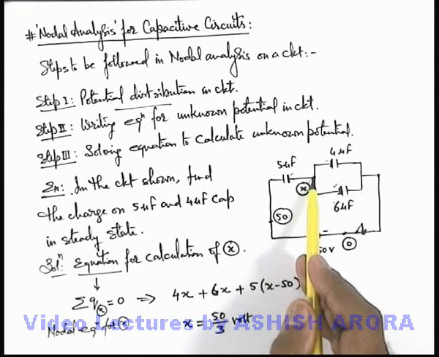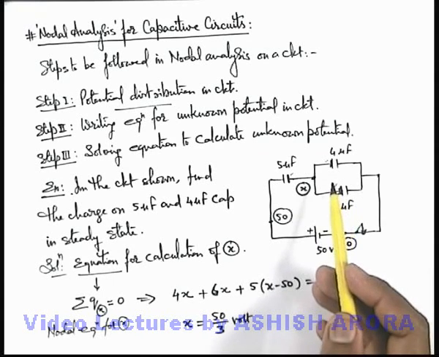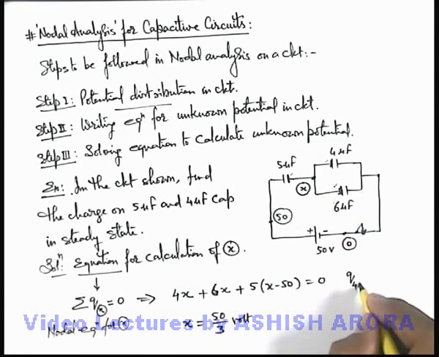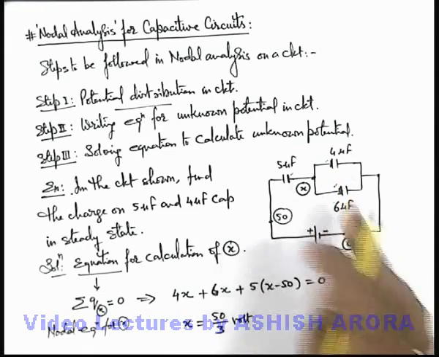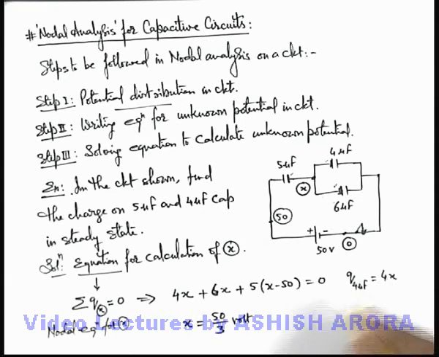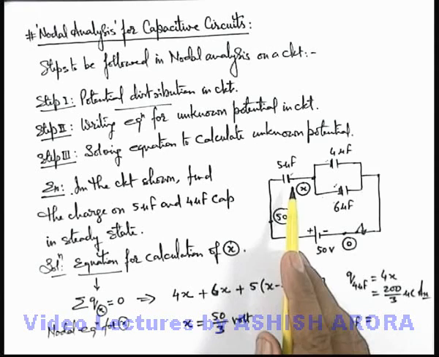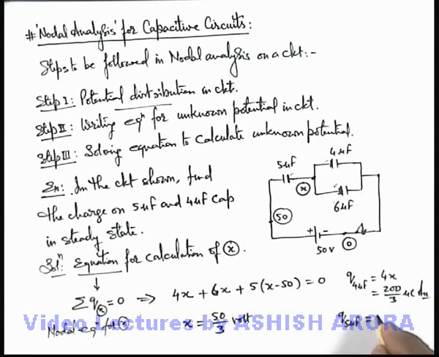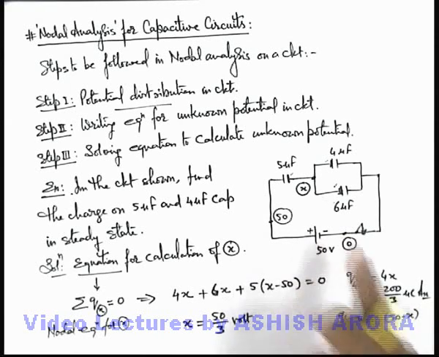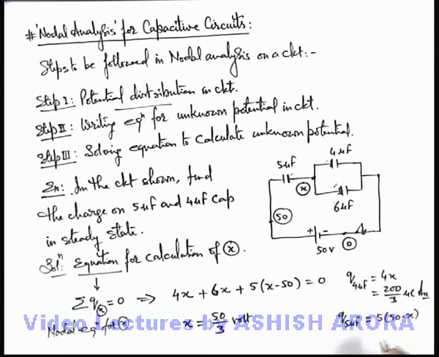If I get the potential of this node, I can directly calculate all the charges in the circuit. If I wish to calculate the charge on the 4 microfarad capacitor, it will be 4 multiplied by the potential difference, 4x. On substituting the value of x, this gives the charge equal to 200 by 3 microcoulomb. That is one answer to this problem. Similarly, the charge on the 5 microfarad capacitor will be 5 multiplied by 50 minus x. Here I am not taking x minus 50 because I need to calculate the magnitude of charge. Substituting x as 50 by 3, this will be 5 multiplied by 100 by 3, that is 500 by 3 microcoulomb. That is the other answer to this problem.